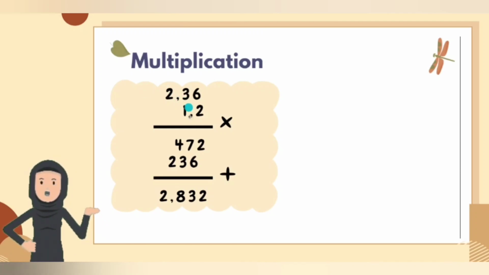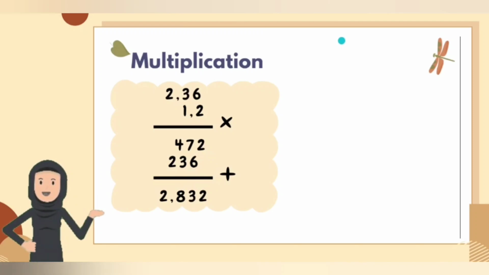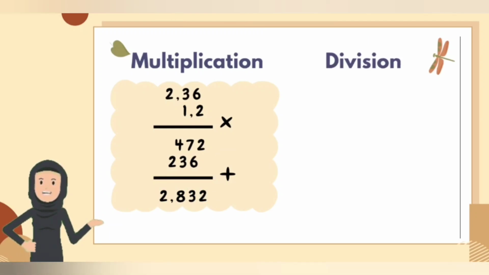Well, 2.36 has 2 digits after the decimal, and 1.2 has 1 digit after the decimal point. The result of the multiplication must have 3, or 2 plus 1, digits after the decimal point. Consider the following example. 2.36 times 1.2 is, with this addition, the result is 2.832.